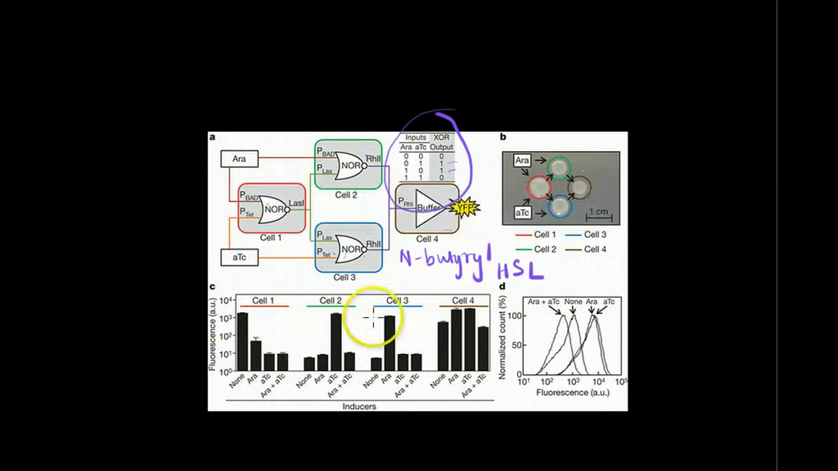So the authors did that for the different cells, and finally when they looked at cell 4, it basically worked as an XOR gate. So when there was arabinose or when there was ATC, you got a high fluorescent signal, meaning cell 4 was on because you had high fluorescence from the YFP.